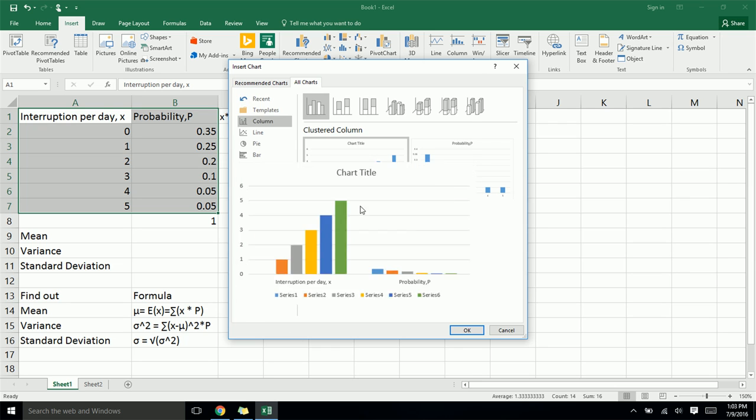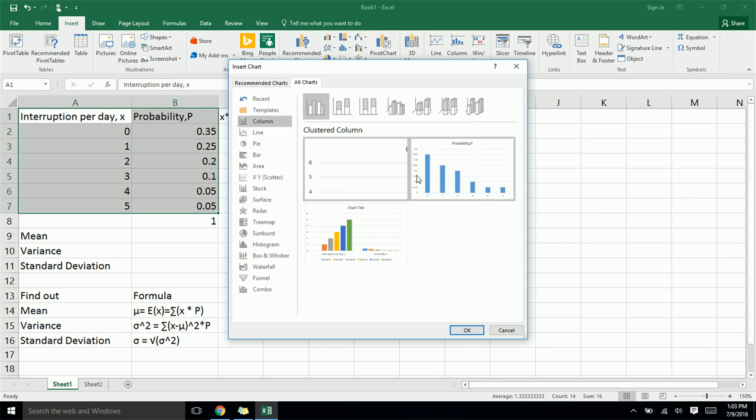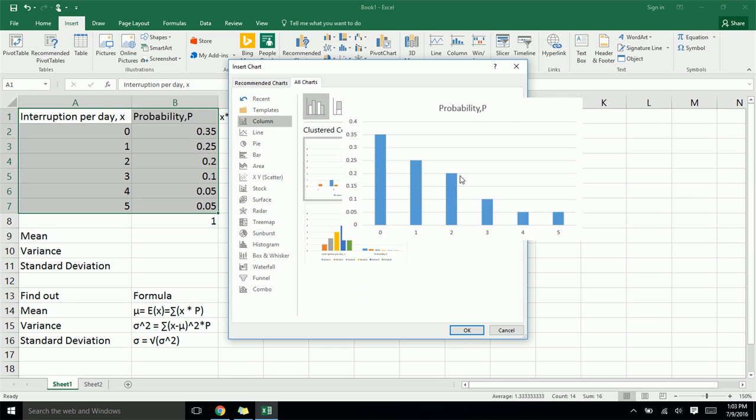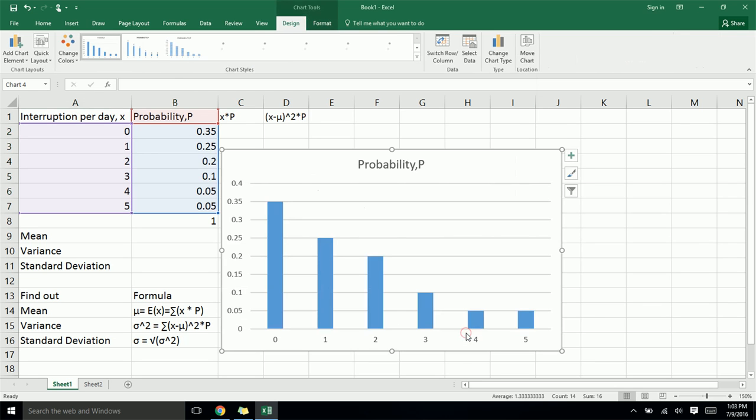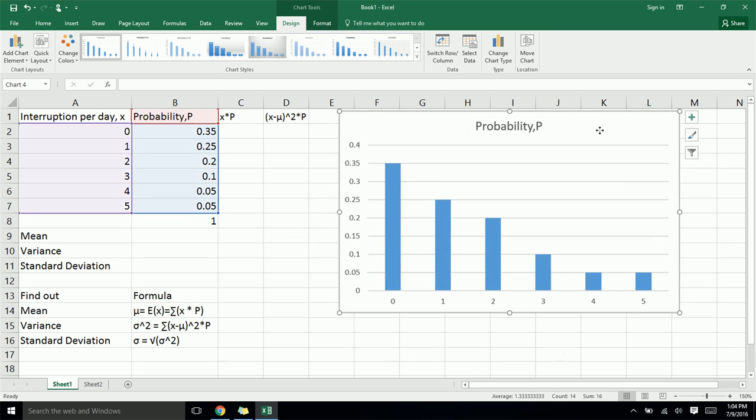If you put your cursor on the graph, you will see the chart title, and to the left of the chart title you will see the probability distribution. You can select this too. So there you have the probability distribution.